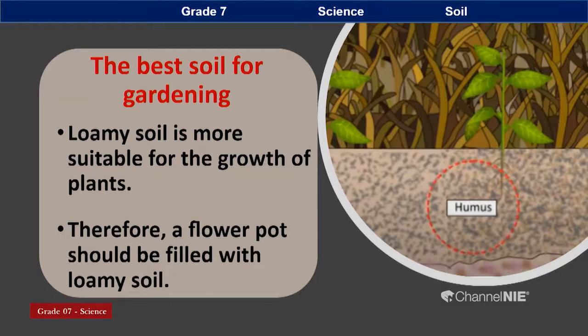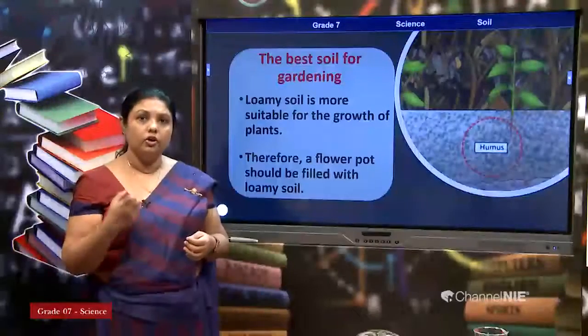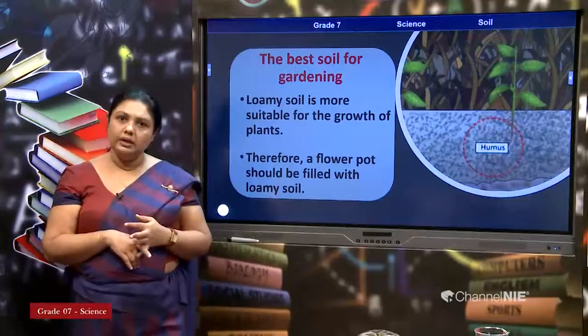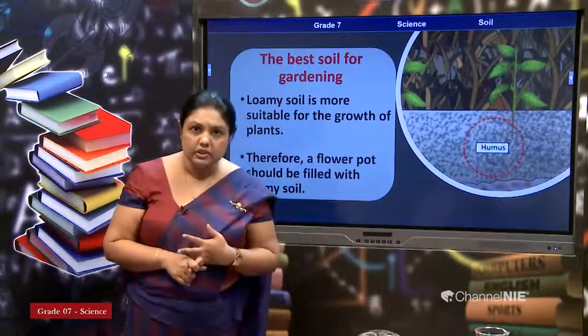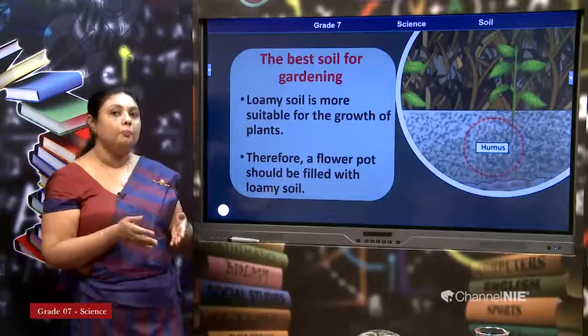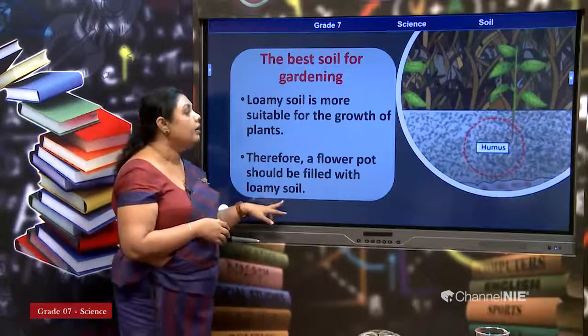And if you don't have a garden, you can have another choice. You can have a pot and grow plants by putting loamy soil, not by putting clay soil, not by putting sandy soil. You can put some loamy soil and grow your plant very healthy.